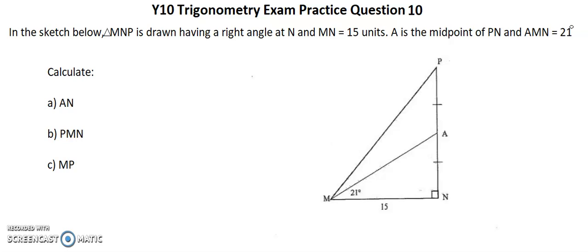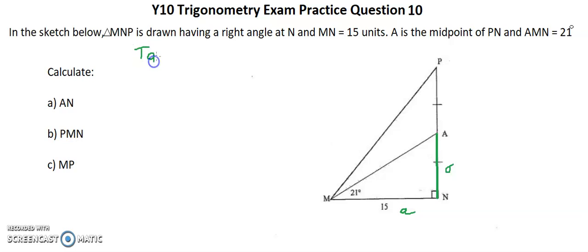So first it says we need to calculate AN. So AN is this line from here to here. So that shows me on this triangle that we have the adjacent and we are wanting to look at the opposite, and we've got the angle. So opposite and adjacent, that shows me that we need to be using the tangent ratio.